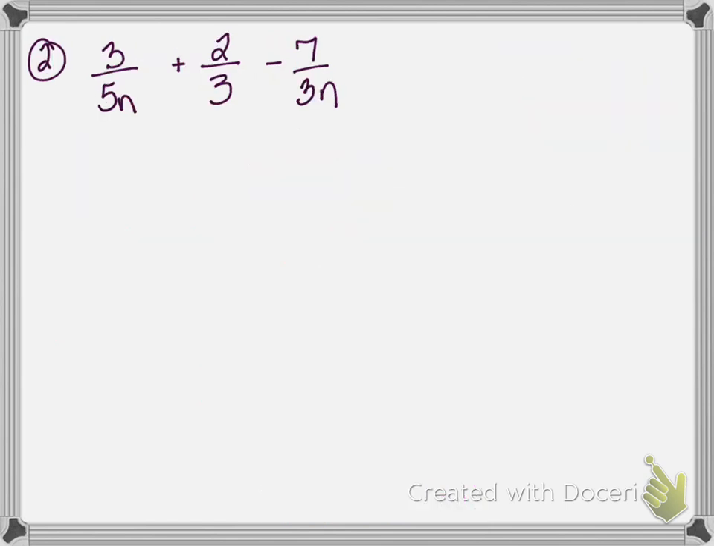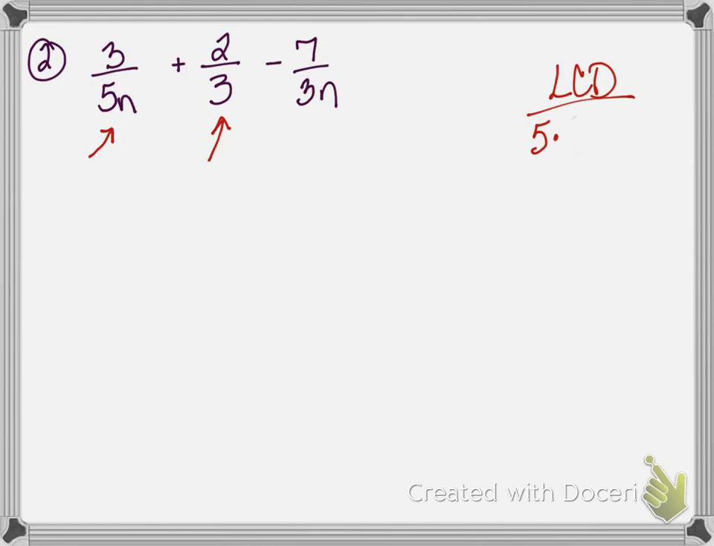The next one is 3 over 5n plus 2 over 3 minus 7 over 3n. I like to break down the denominators first. This one actually doesn't need the denominators broken down because they're already pretty broken down. So I can go ahead and start finding my least common denominator. So I want to include both the 5 and the n from my first one. Okay, so I move to the second one. My second one has a 3 in it.